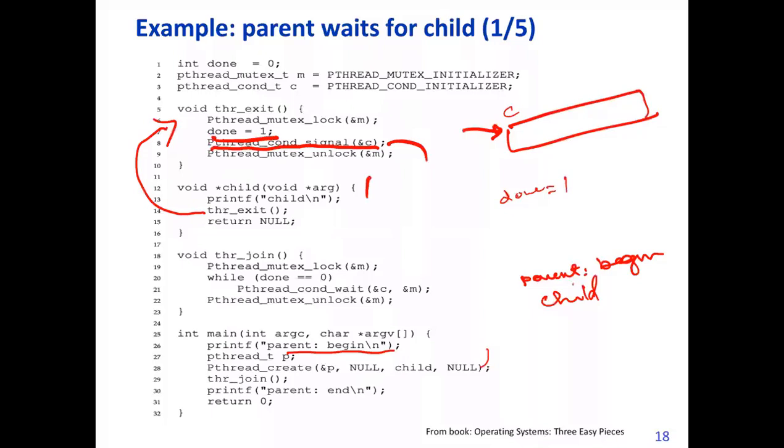So now the child exits. After this exits, control comes back to the parent. Now it runs thread join, and when this executes, the value of done is already 1, right? So it does not run this condition wait, it does not put itself to sleep, because the child has already executed. Then it comes out of it and prints printf, whatever, parent end.